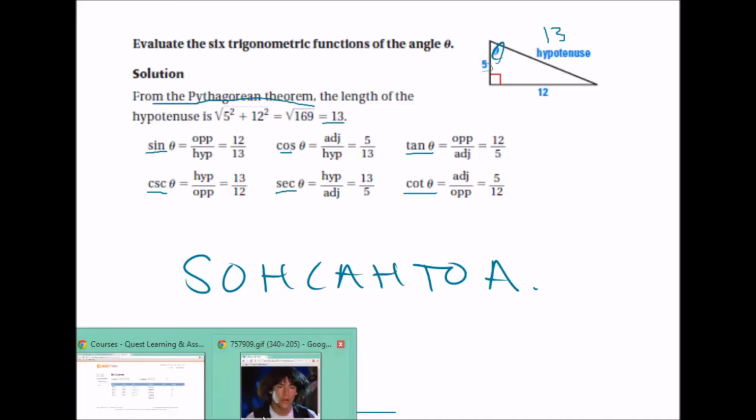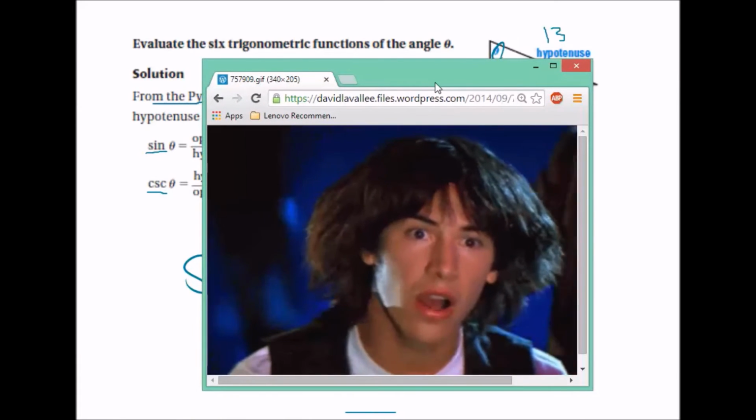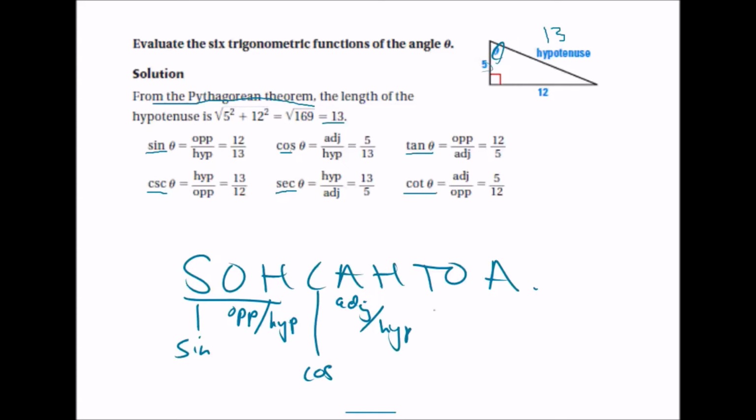And when you see this, you're probably thinking, Sohca what? But let me make it easy for you. So Sohcahtoa is really saying that Soh, or so, is sine, is opposite over hypotenuse. So it's just the acronym. Cosine is adjacent over hypotenuse. Tangent, or tan, is opposite over adjacent.